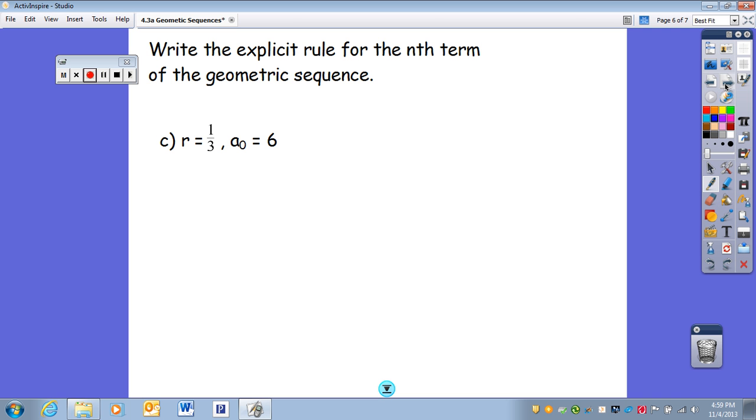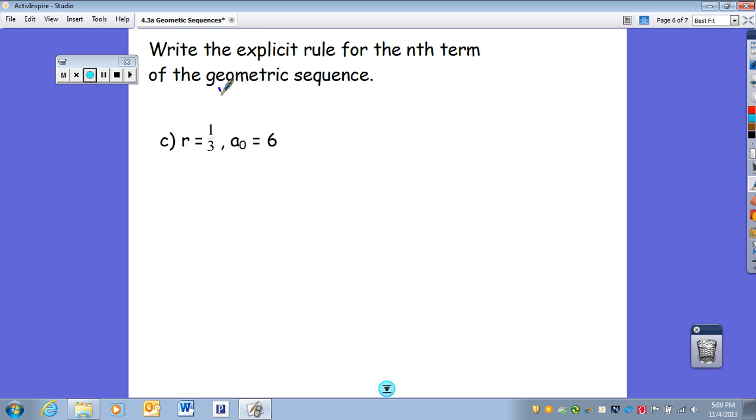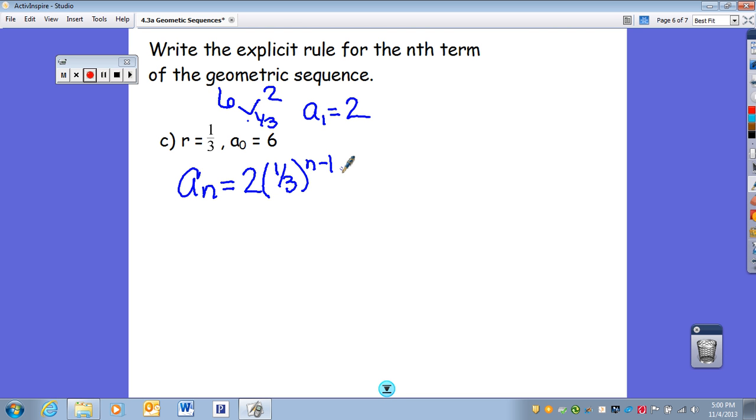Let's do the next one. So we have the explicit rule for the nth term. Well, 6 is not my first term. I want to get to my first term. Well, in order to do so, I want to multiply by 1/3. 6 times 1/3 is 2, so my a sub 1 is going to be the number 2. To write the rule, I have a sub n, and that equals my first term, which is 2. I'm going to multiply that by the rate, which is 1/3, to the n minus 1 power, and that rule will give me any term in my sequence that I am looking for.